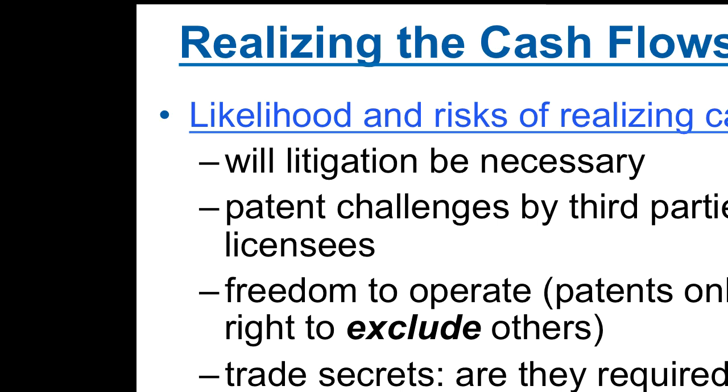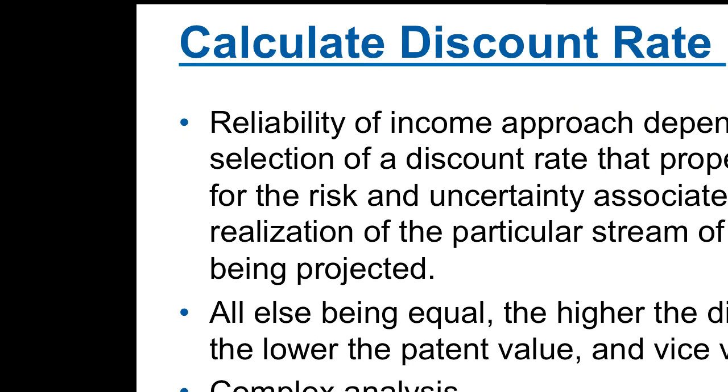And then one other thing to be thinking about in the risks and likelihood is trade secrets. What I mean by that is, is there anything else that you need to make your product, your practice, your method, that you may need to go out and get from a third party? Or do you have everything, is everything covered by your patent?